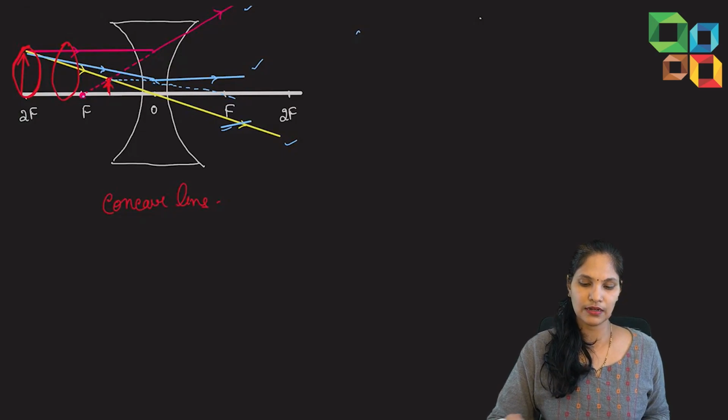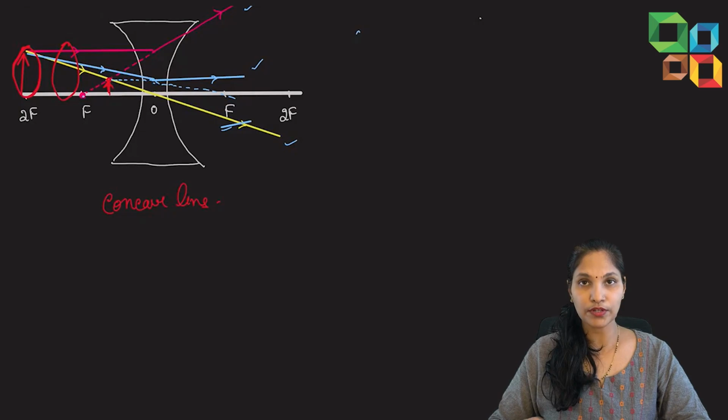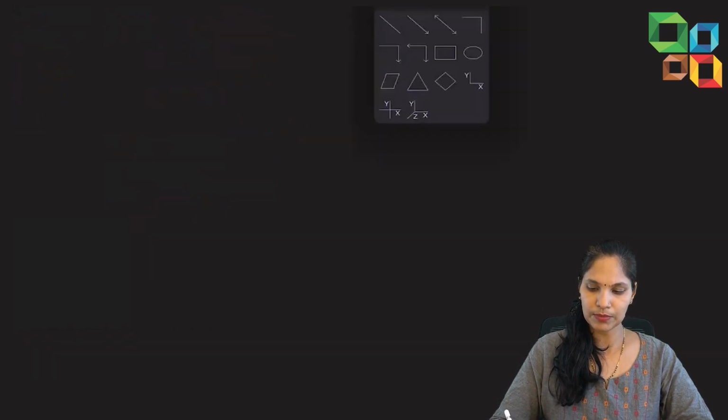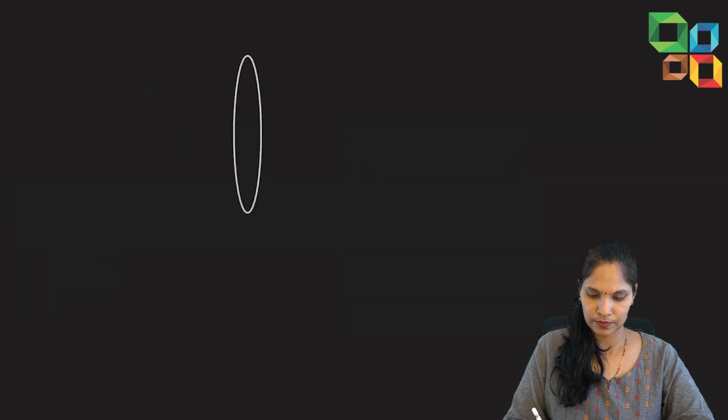So slowly we will start drawing images for different object positions. For convex we will do first. For concave separately I don't have to. I'll tell you why. So now I'm taking a convex lens and I'm going to draw the image for different object positions.